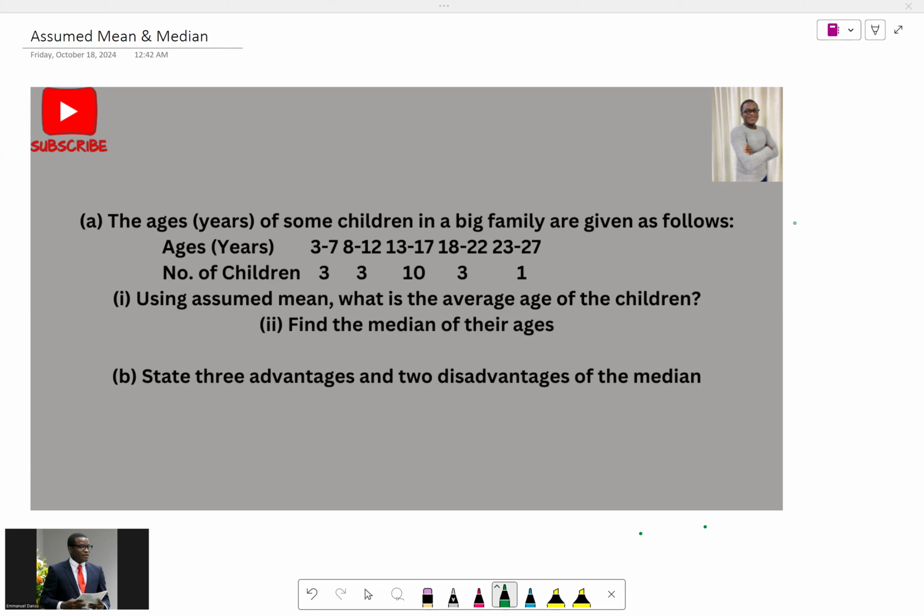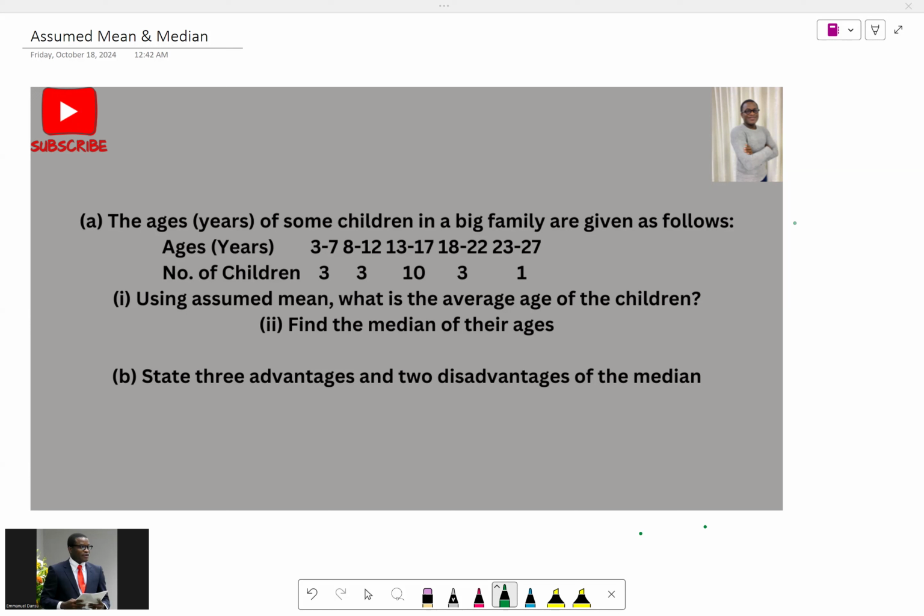Again, I continue with a structured problem that involves the use of assumed mean. I think this is the first time the idea of assumed mean is coming up in our statistics classes, so to speak. So we have something like that today, and then we are going to see the advantages and disadvantages of median as a measure of central tendency or location.